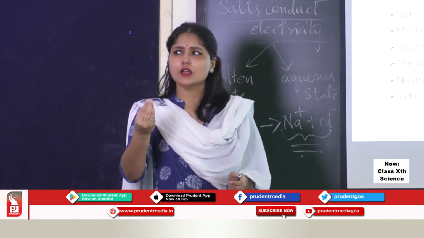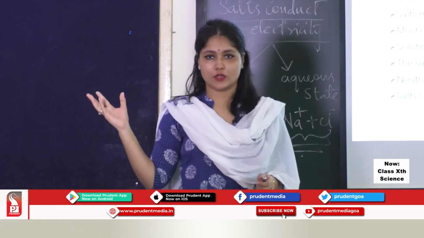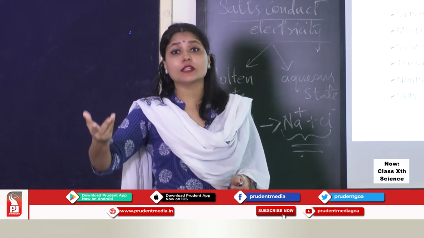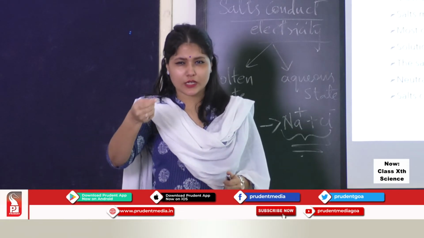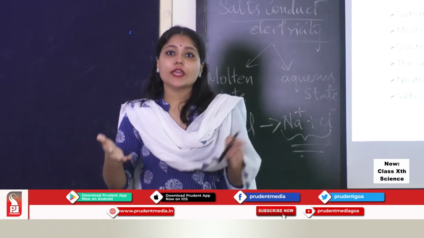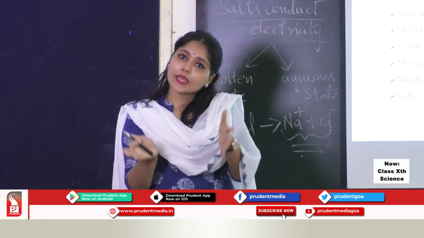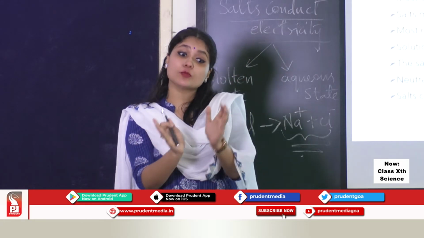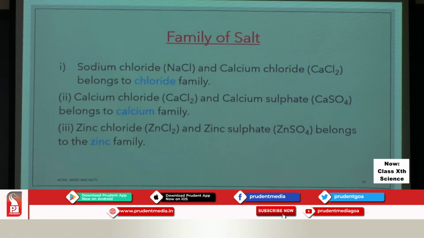Sodium chloride is a salt which is white in color, which you all have seen. Then we have another salt called pink salt or Himalayan salt, which has a slight pinkish color. Then we have copper sulfate, which is bluish in color, bright blue in color. So salt need not be only colorless, but salts occur in various colors.